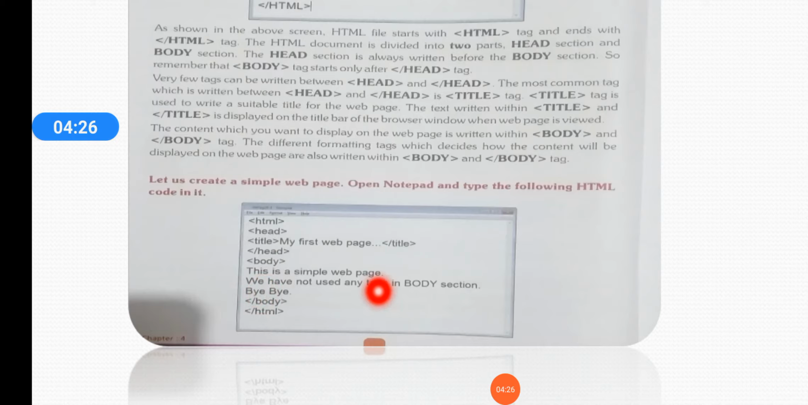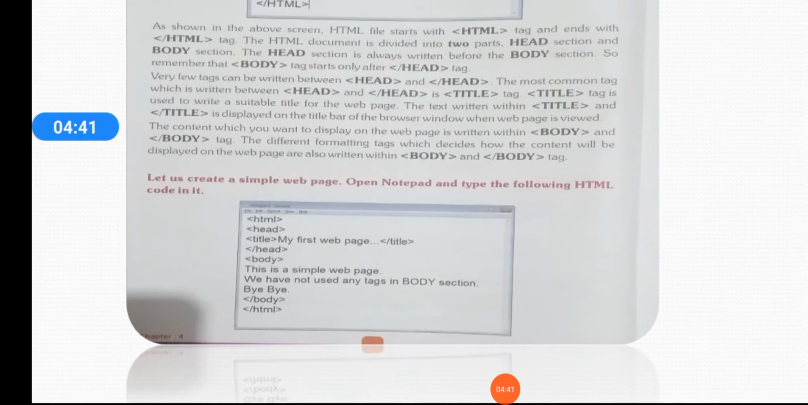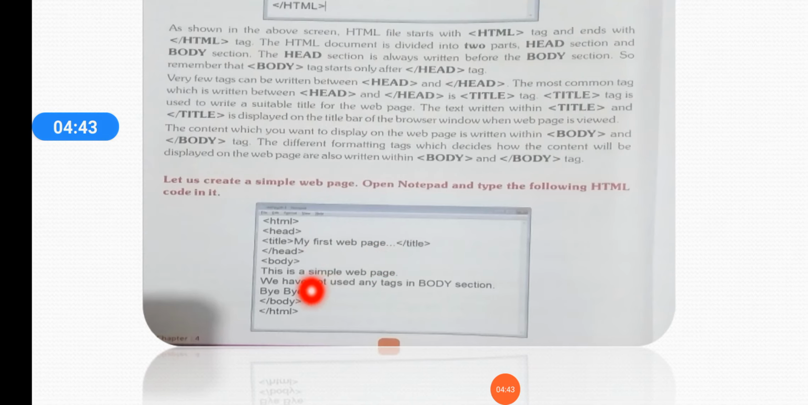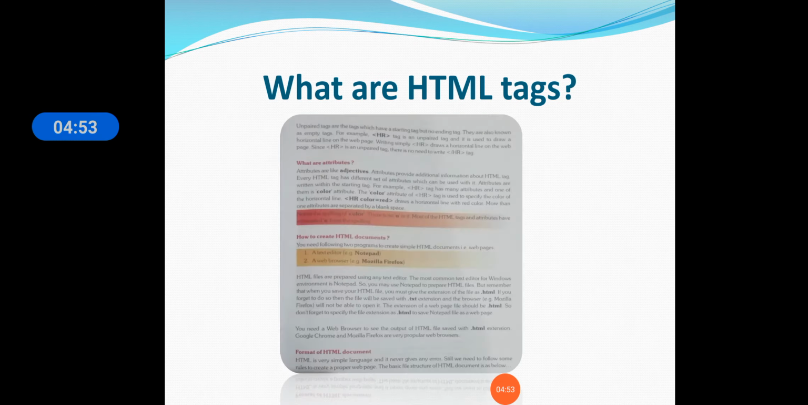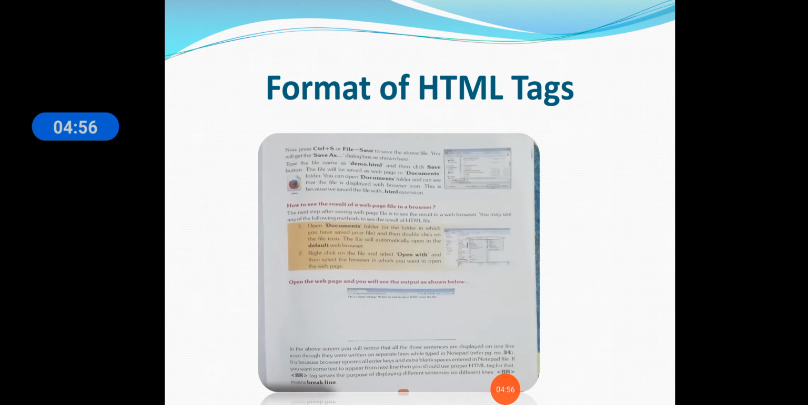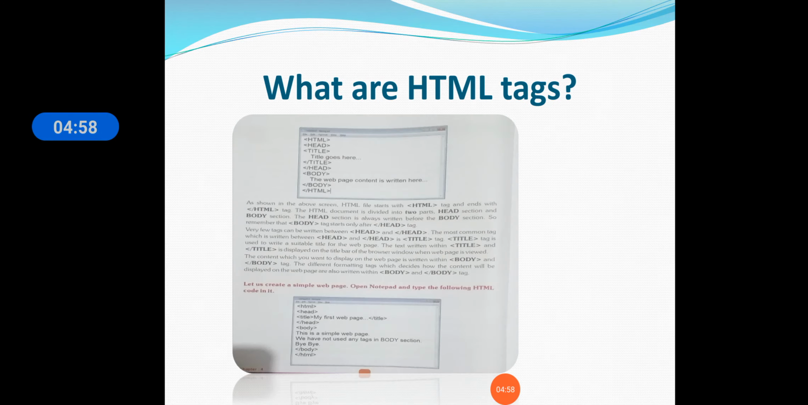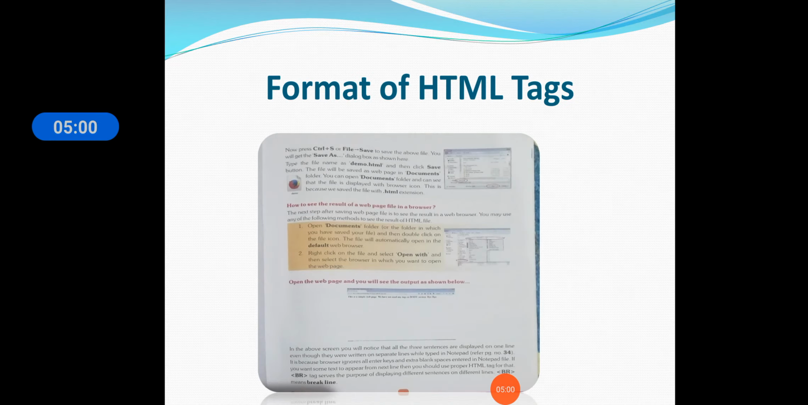This is a simple web page and we have not used any text in the body section. Bye bye. /body. So body is also closed here and HTML is ended here. Now what will appear, what will be the content here? The content will be My First Web Page and the body will reflect this content here. Now let us see the format of HTML text. You can see here in the next page.